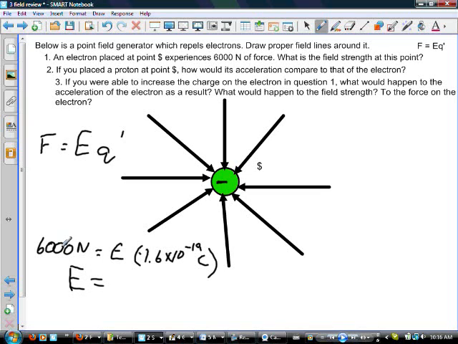So 6,000 divided by 1.6 times 10 to the negative 19 is 3.75 times 10 to the 22. Seems reasonable.